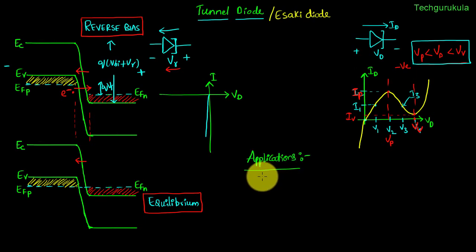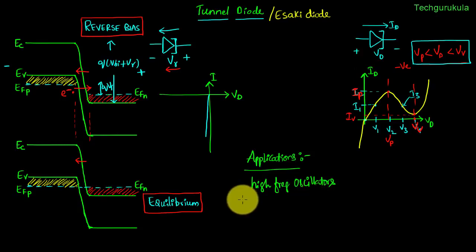And coming to applications of the tunnel diode, because of its small signal negative resistance, it can be used in high frequency oscillators. And in general, this tunnel diode responds very quickly. As a result, it is used at very high frequencies. So we can say high frequency oscillators.